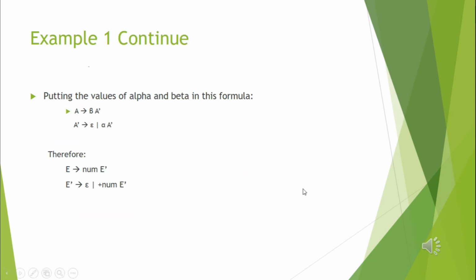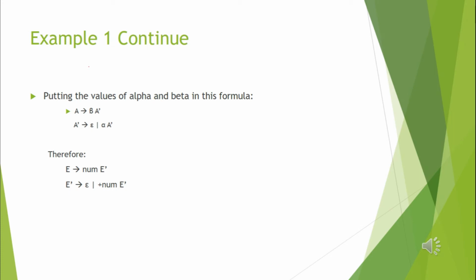Therefore, according to the given formula, we have to map it accordingly. After looking into the formula, we have located that alpha is going to be the plus num and beta is going to be num.